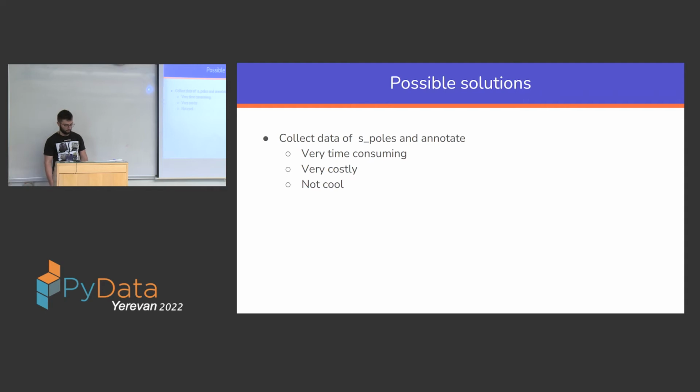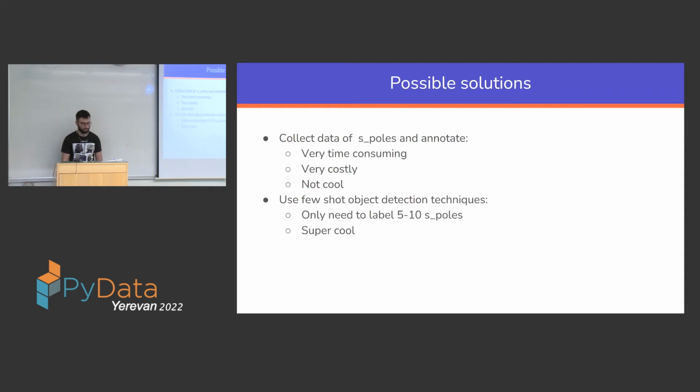And the solution is using few-shot object detection. With it, we only need 5 to 10 annotated images of S-poles, and having only that amount of annotated images, we will be able to construct a model that will also detect that kind of pole.